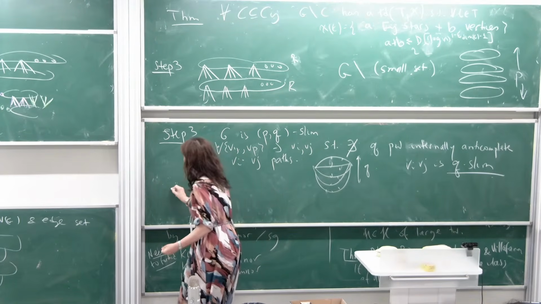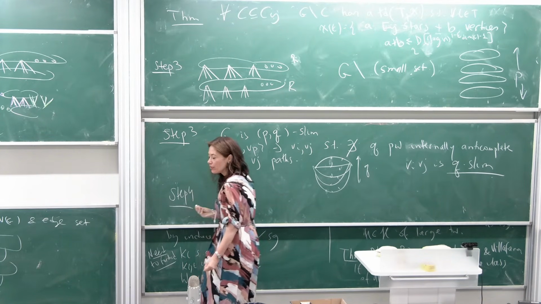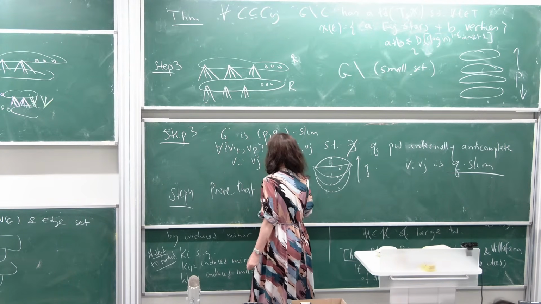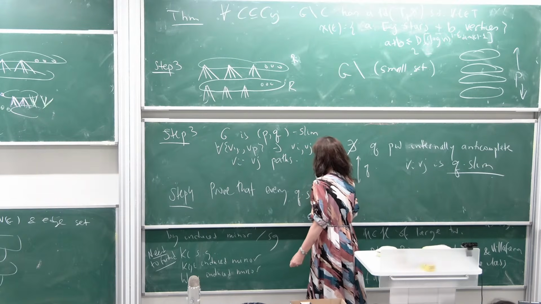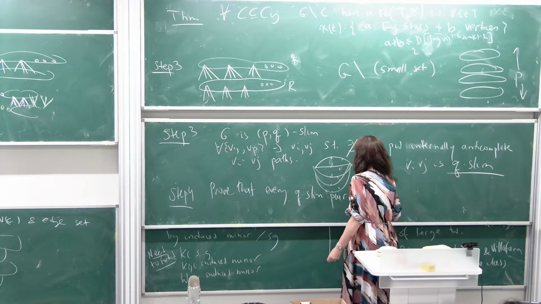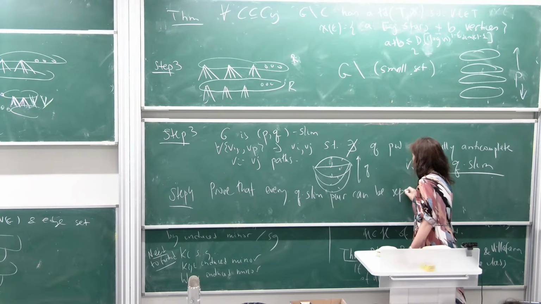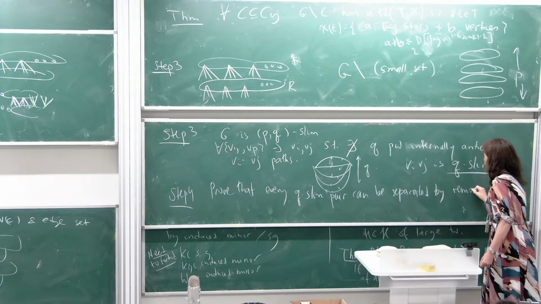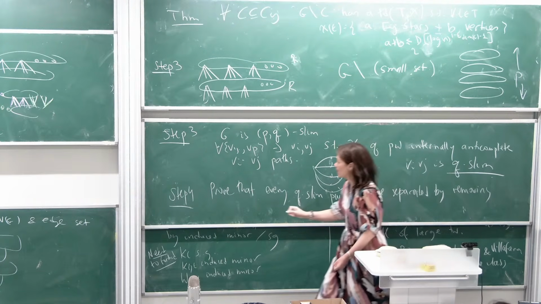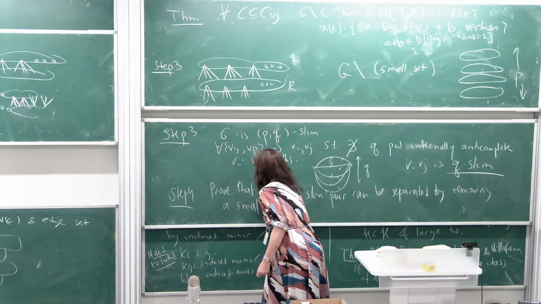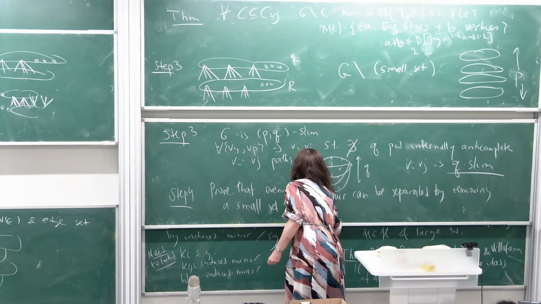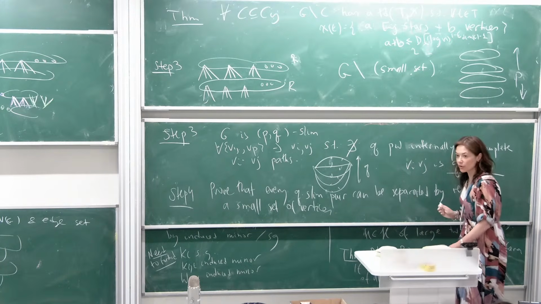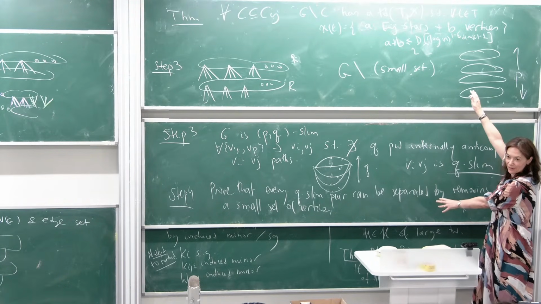Step 4, which I won't show you, prove that every Q slim pair can be separated by small separators. So let me not prove that, but let's say prove that. So now let me show you why this and that together is equal.